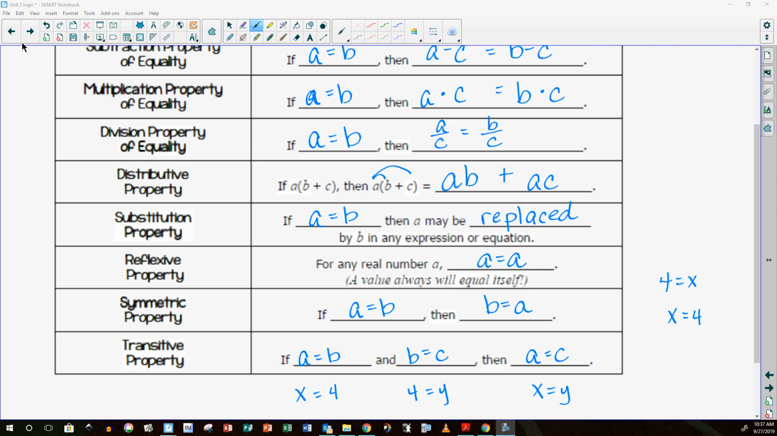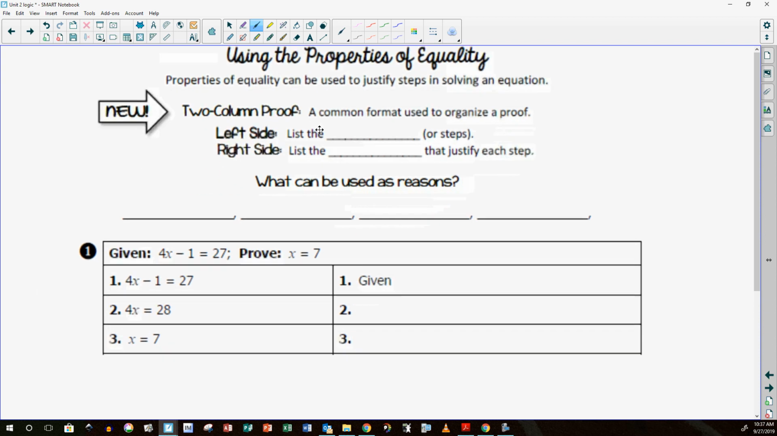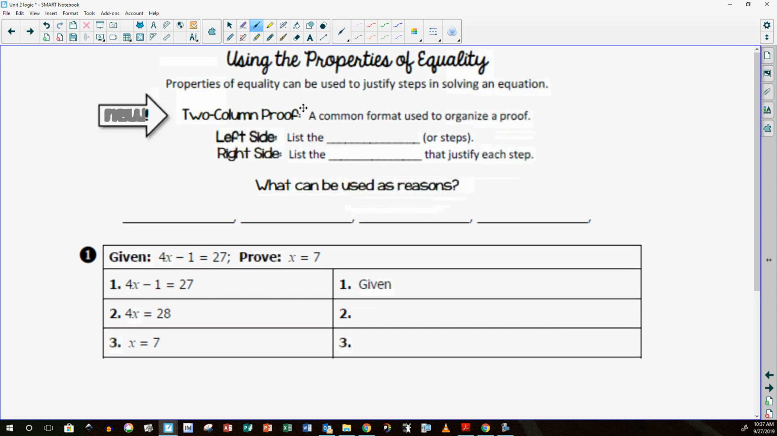So here we go. Using the properties of equality, we're going to write what's called a two-column proof. Two-column proof because it's like a T-chart. You have statements on the left, and you're going to have reasons on the right. Basically, you're going to make a statement, I'm going to say why, and you're going to give me a reason. Okay?